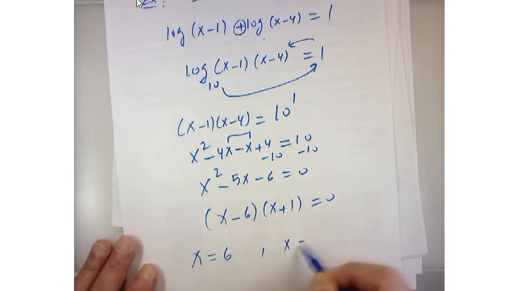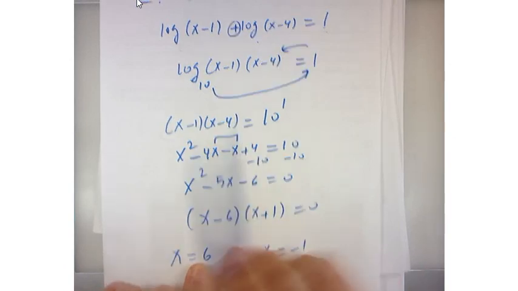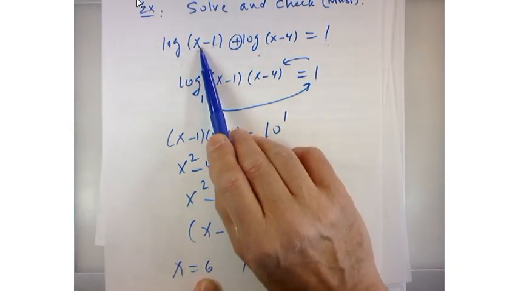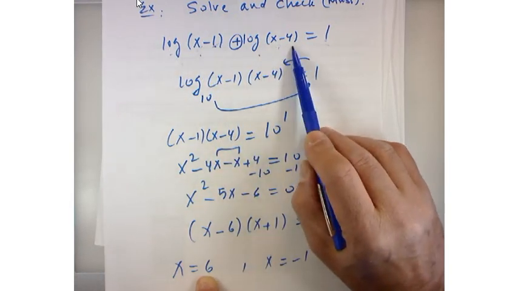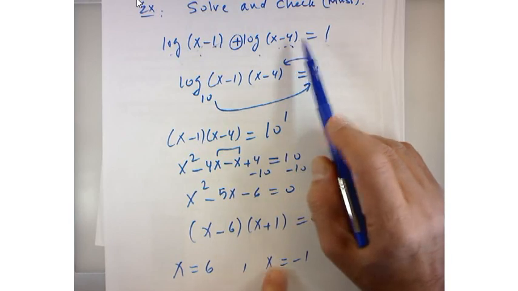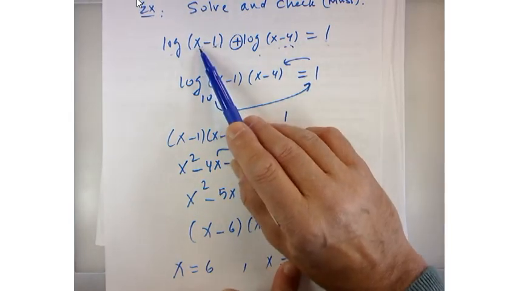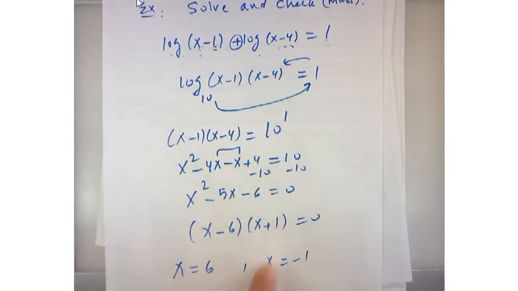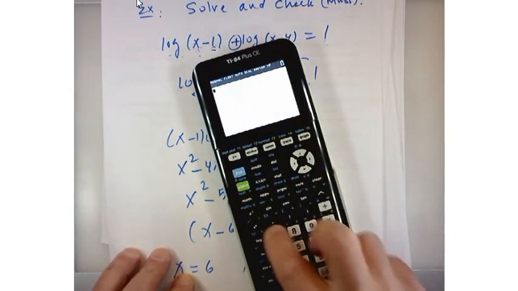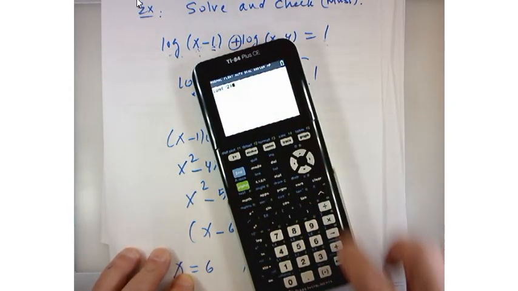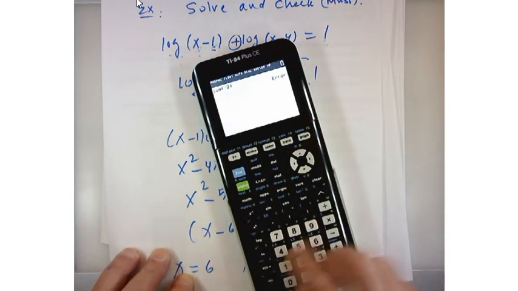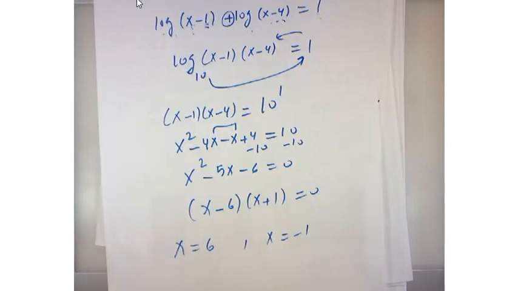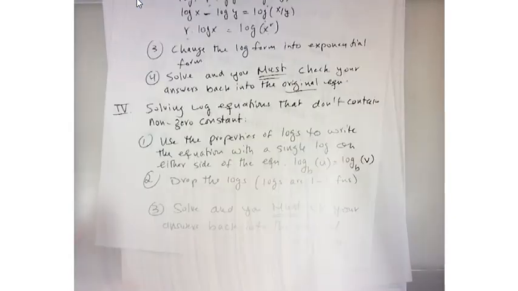You check your answer, you only check it back into the original equation. As long as you do log of positive, you're okay. So if you put a 6 here, 6 minus 1 is 5. We can do log of 5 and get an answer. 6 minus 4 is 2. We can do log of 2 and get an answer. If you do negative 1, that's a problem because negative 1 minus 1 is negative 2. If you try to check it and do log of negative 2 on your calculator, it's going to tell you it's an error, non-real. So that's why it doesn't check. So this doesn't check, and this checks.